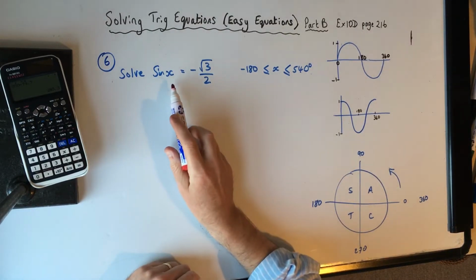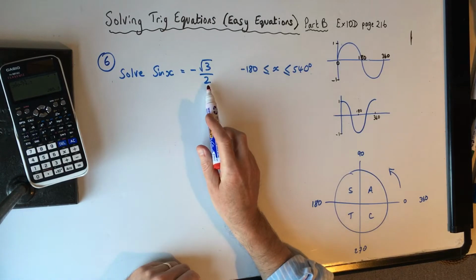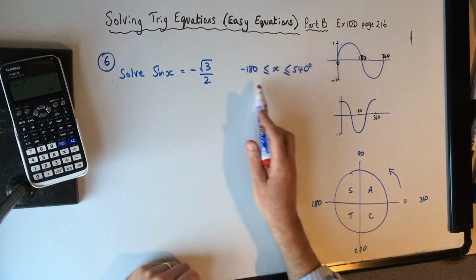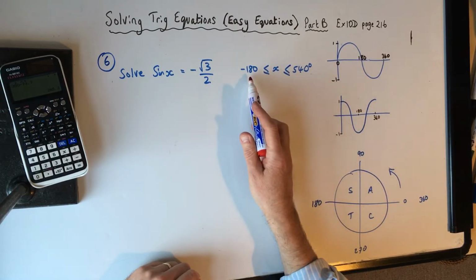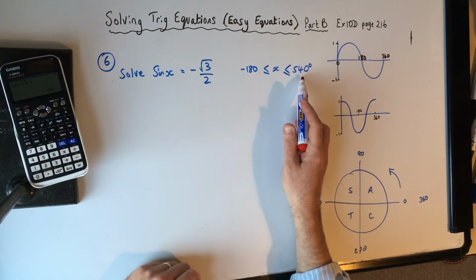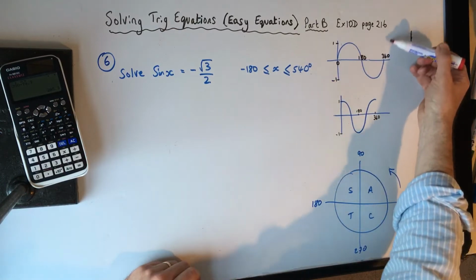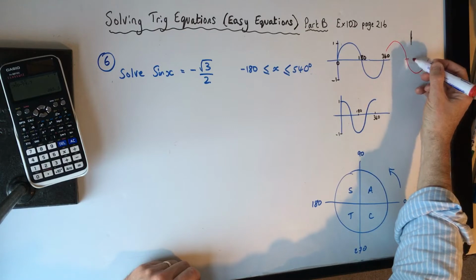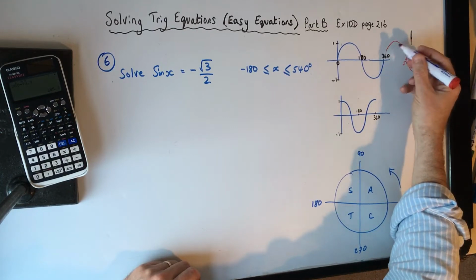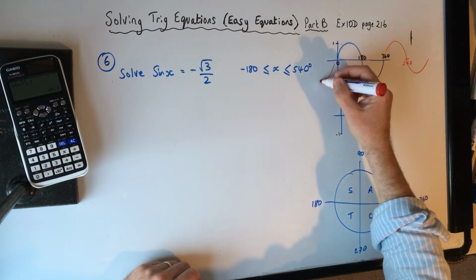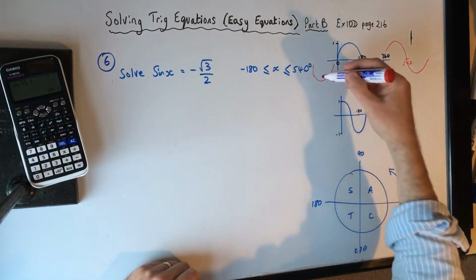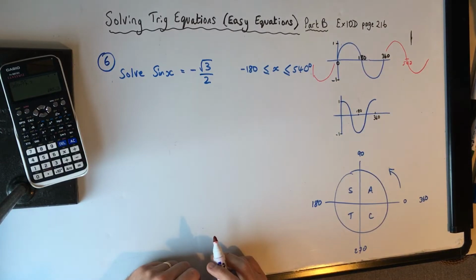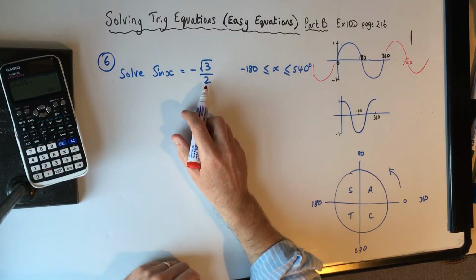Question 6, solve sine x is equal to minus root 3 over 2, and this time it's changed the range, and this is why this question is being posed between minus 180 to 540. So this sine wave is going on to 540, another 180 degrees, and also going back to minus 180. So all of the values within here. Minus root 3 over 2.